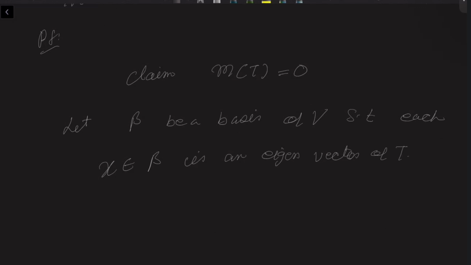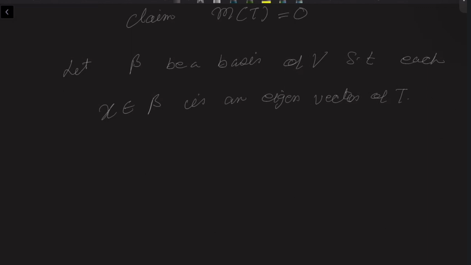Now why are we able to write it like this? Because we have seen in our previous classes that if a linear operator t is diagonalizable, then it has a basis consisting of eigenvectors. Since here it is given that t is diagonalizable, there exists some basis beta such that the basis consists of eigenvectors. So I have just taken one of the elements of that, a particular eigenvector x.